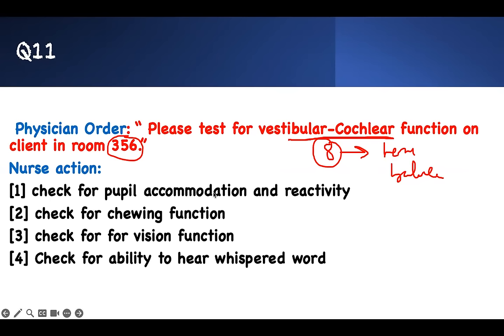Check for pupil accommodation reactivity. That's cranial nerve 3. Check for chewing function. Yeah, that can be 5. Check for vision function. You involve cranial nerve 2. That's your vision. You can see, right? So visual acuity, cranial nerve 2. Check for ability to hear a whispered word. That means somebody whispers, and if your ear is intact, you can hear it. So that's this one.